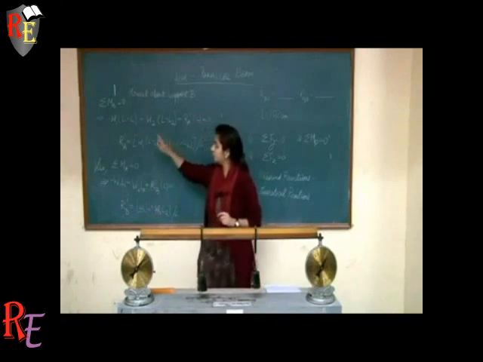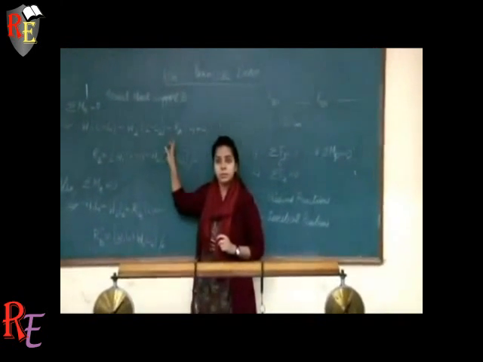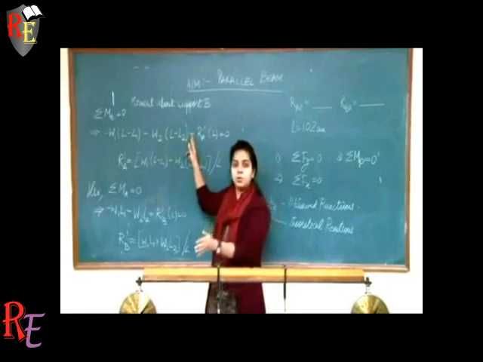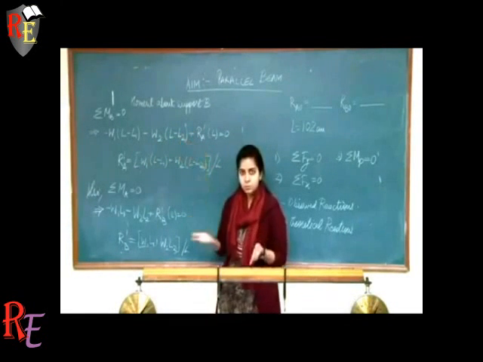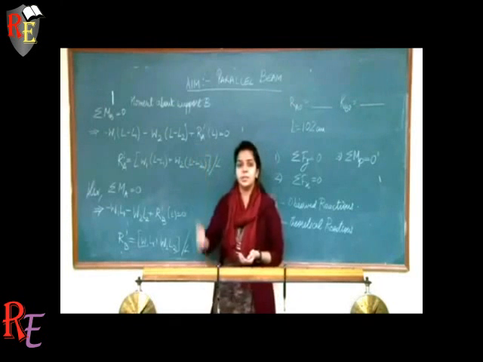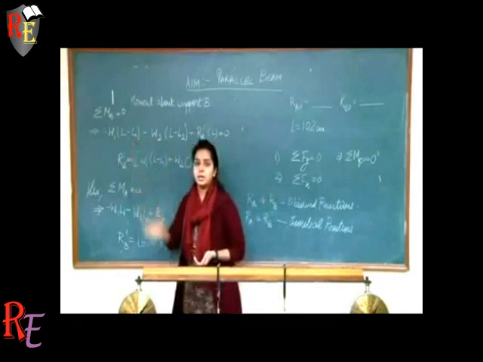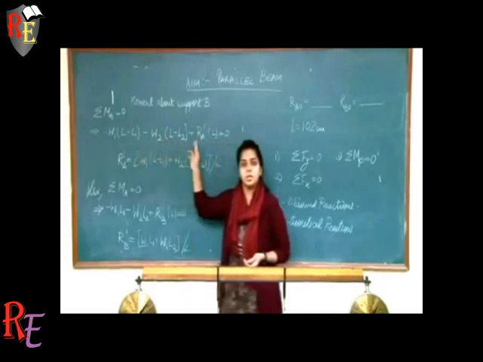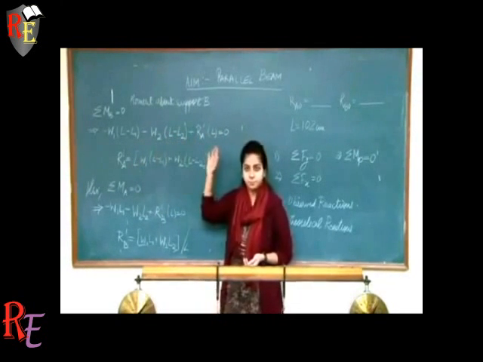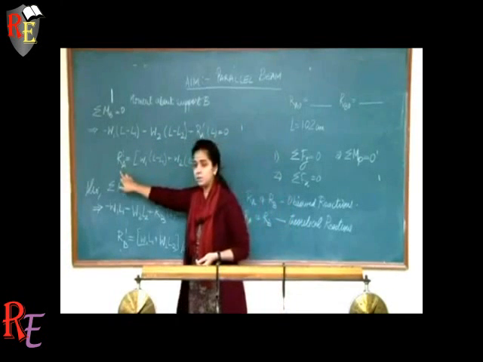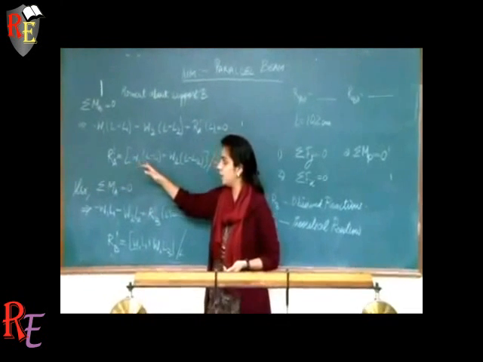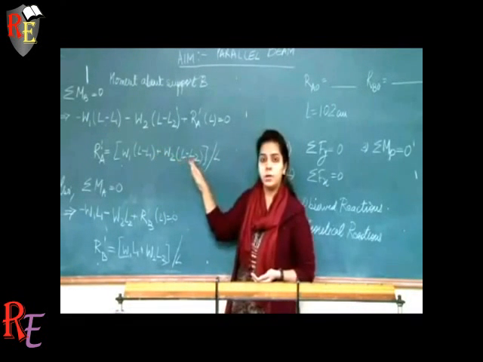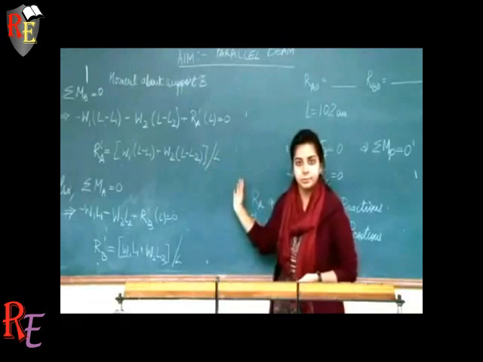Now here we notice the difference in signs for these moments. Moments because of weights are considered negative, while moment because of the support reaction is considered positive. It is very simple: since the reaction is vertically upward and these weights are vertically downward, there is a change in direction, so there is a change in positive and negative sign as well. From calculation we observe RA dash equals weight 1 multiplied by the distance L minus L1 plus weight 2 into L minus L2, divided by the entire length.